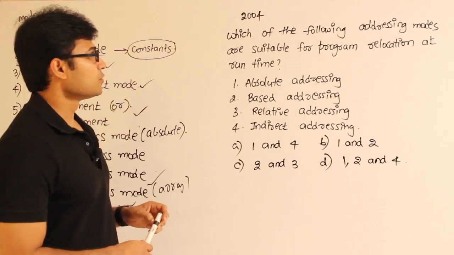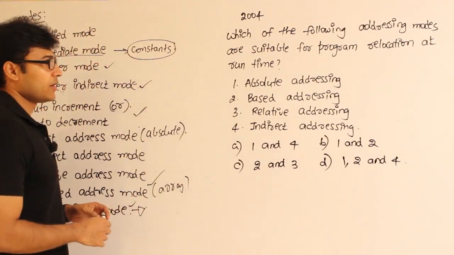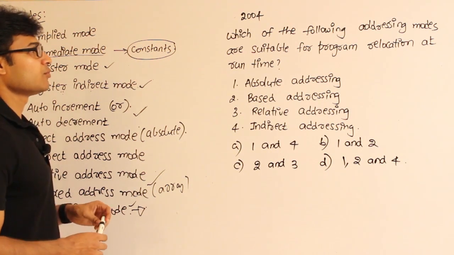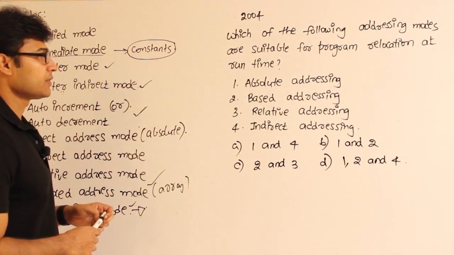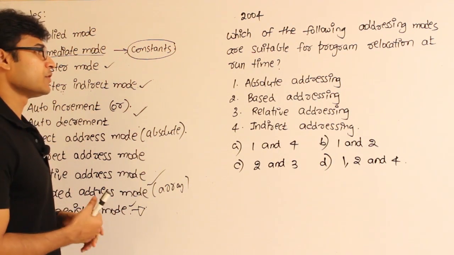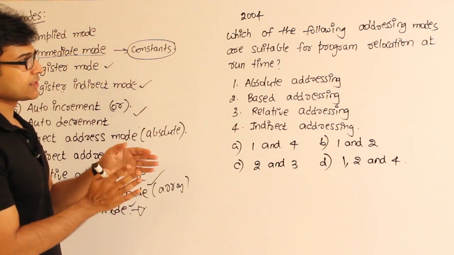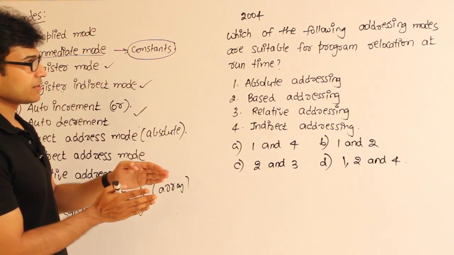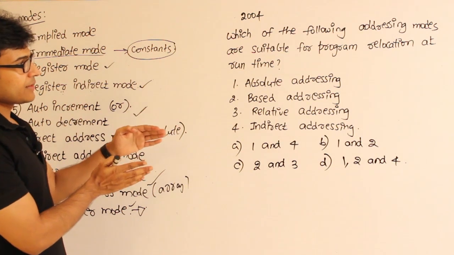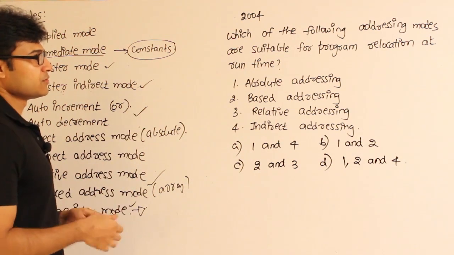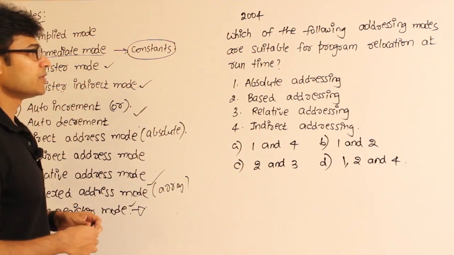This question is given in GATE 2004. Which of the following addressing modes are suitable for program relocation at runtime? So what do we mean by program relocation? Whenever we try to change the program from one place in the memory to another place, then some of the addressing modes will not be useful and some of the addressing modes will be useful.